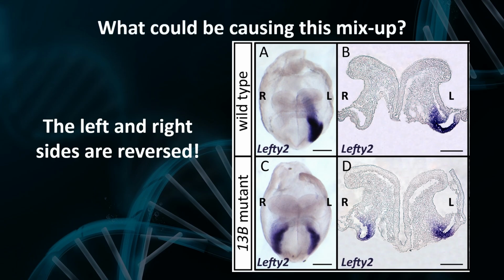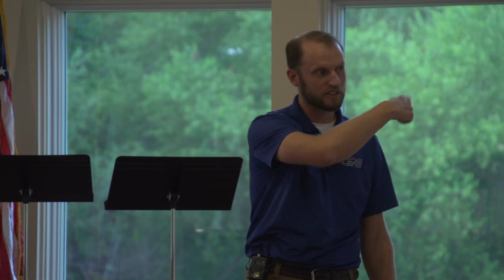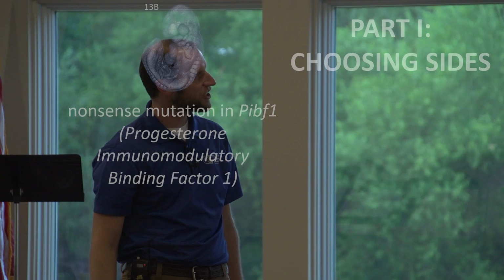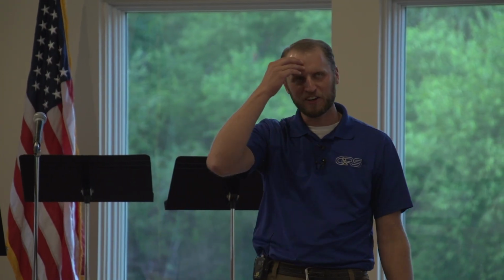So what could be causing this mix-up? I'm so glad you asked. We had to go find the needle in the haystack, find the gene that was broken that was causing this defect, and here's the gene that was causing the defect, a nonsense mutation in PIBF1. That's the gene, also known as the progesterone immunomodulatory binding factor 1. Doesn't that sound exciting? So what in the world does this immunomodulatory binding factor 1 have to do with choosing sides? So we started looking a little closer.